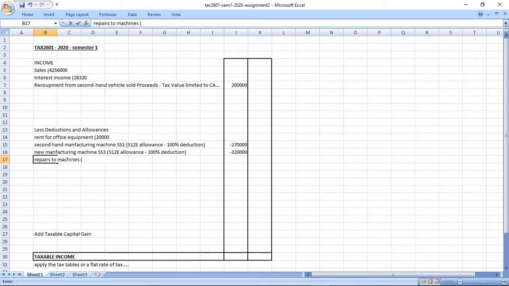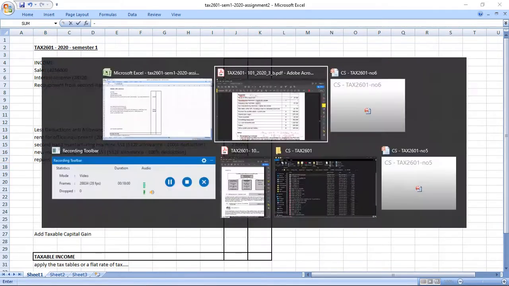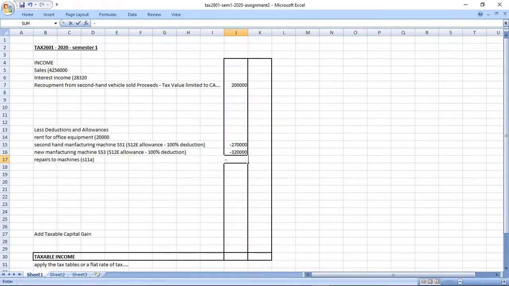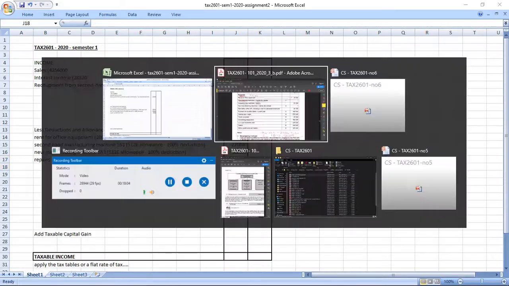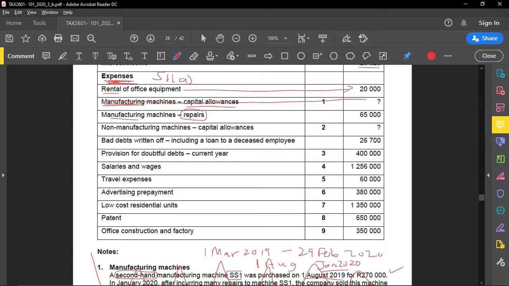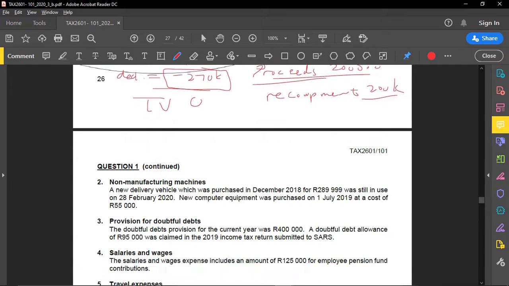Okay, Section 11A, general deduction formula. Okay, how much did I have there? 65. Next, non-manufacturing machines, capital allowances. Again, there's a note. So now we need to look at the note. Non-manufacturing machines.